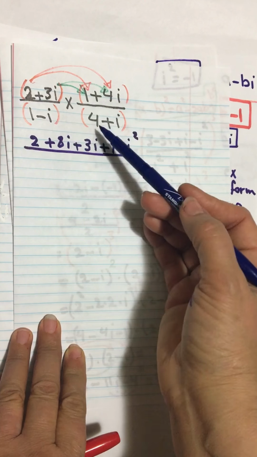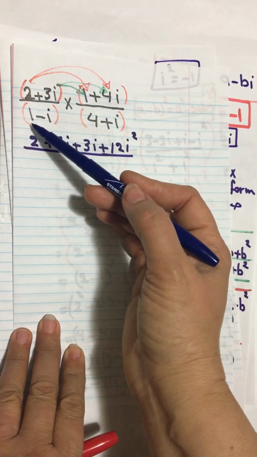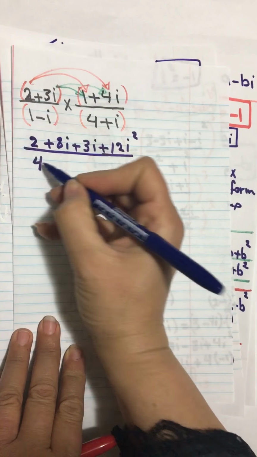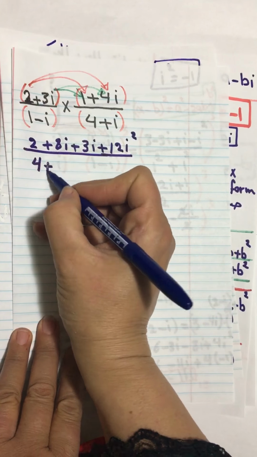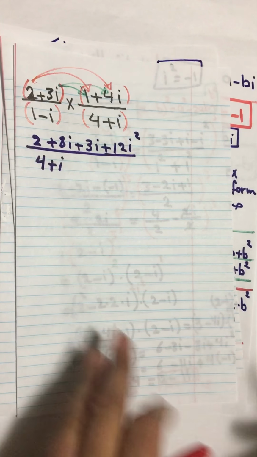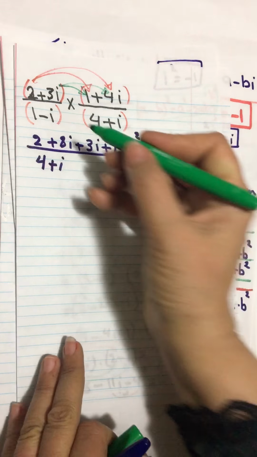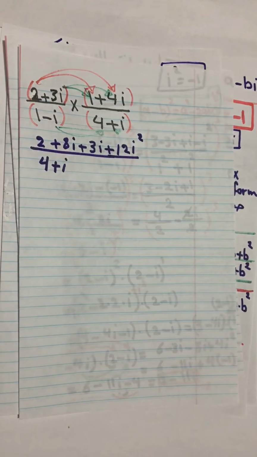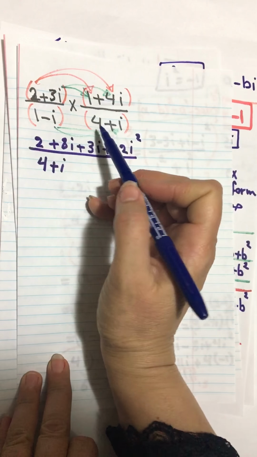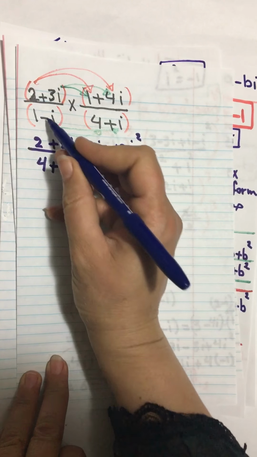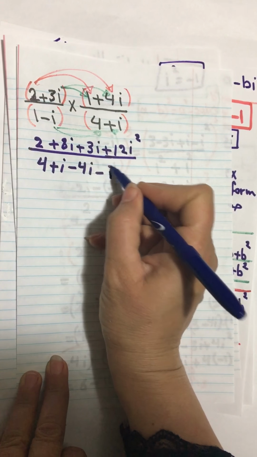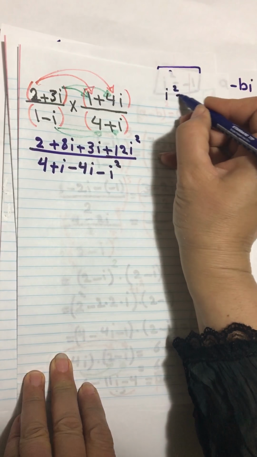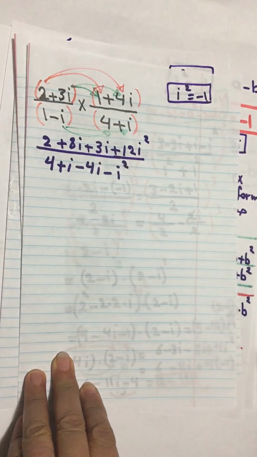I'm going to multiply 1 minus i, so 1 times 4, 4, then 1 times positive i, positive i. Then I have negative i. I'm going to multiply it by 4, then multiply it by i. Negative i times 4, minus 4i. Negative i times positive i, minus i square. I know i square equals negative 1. This is very important.